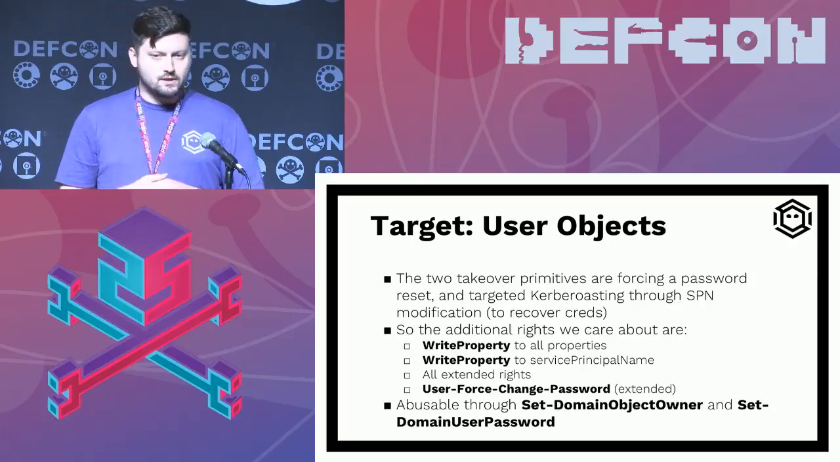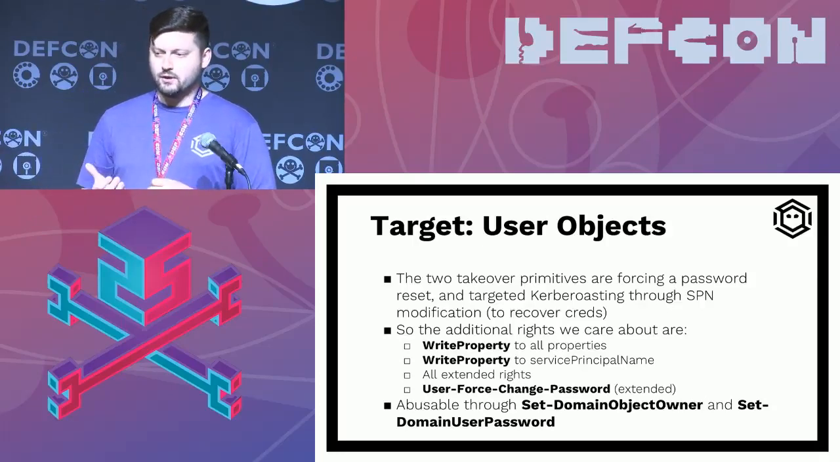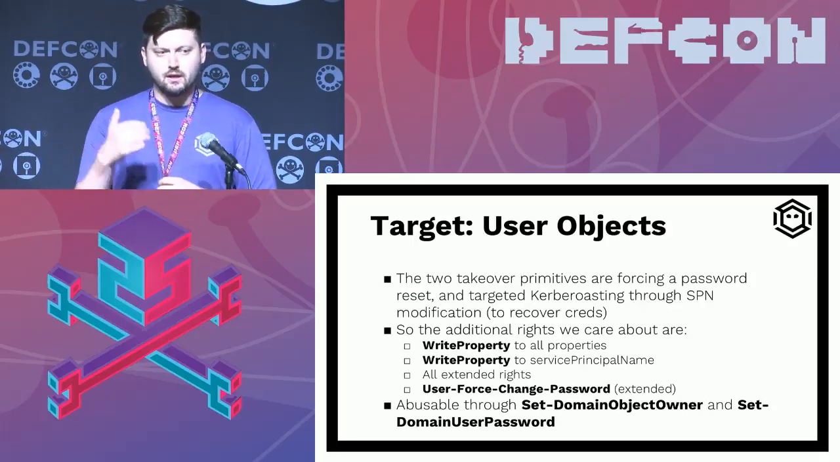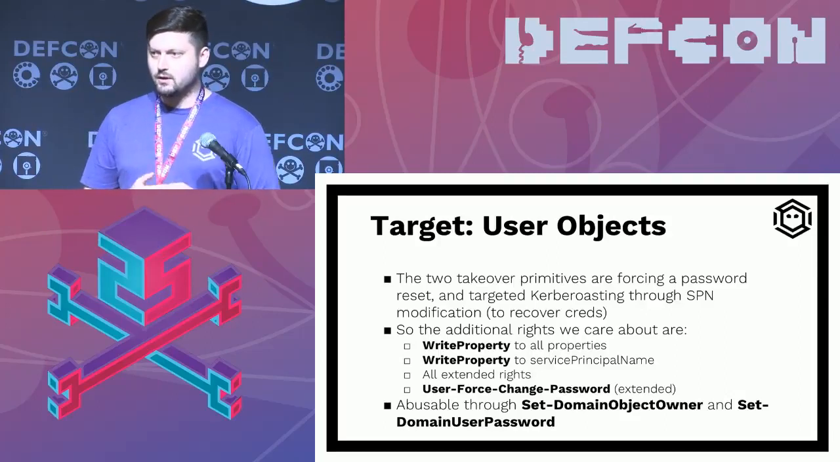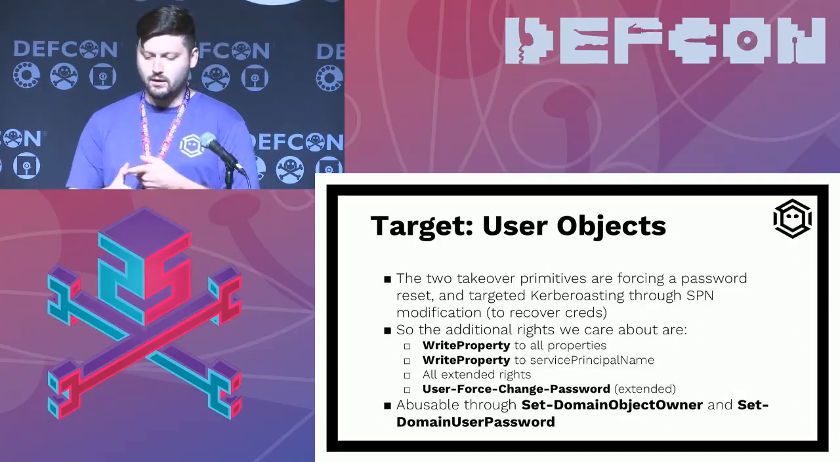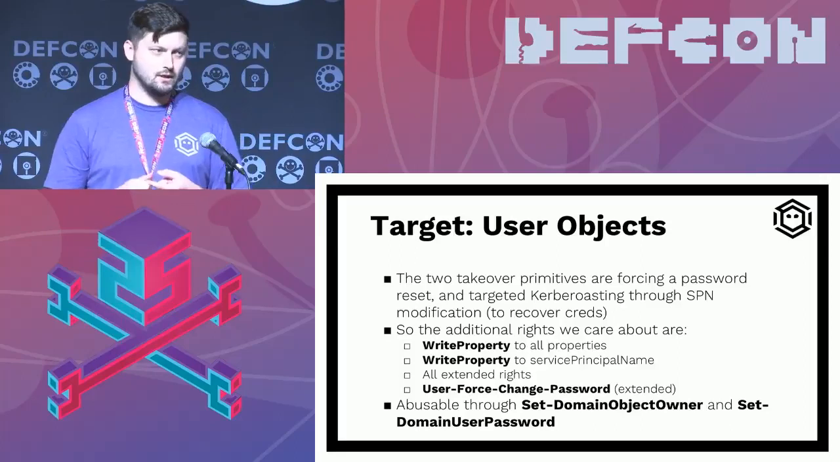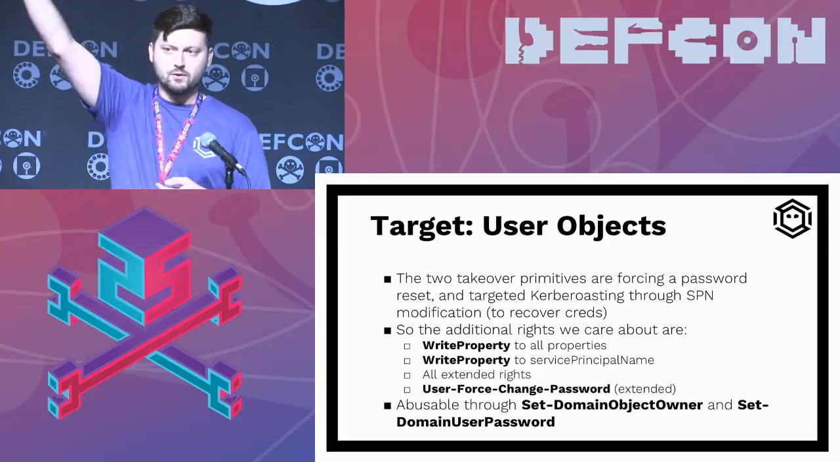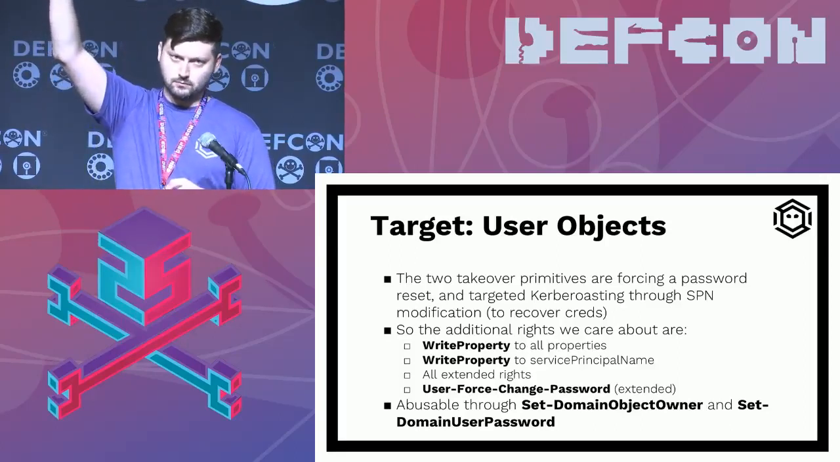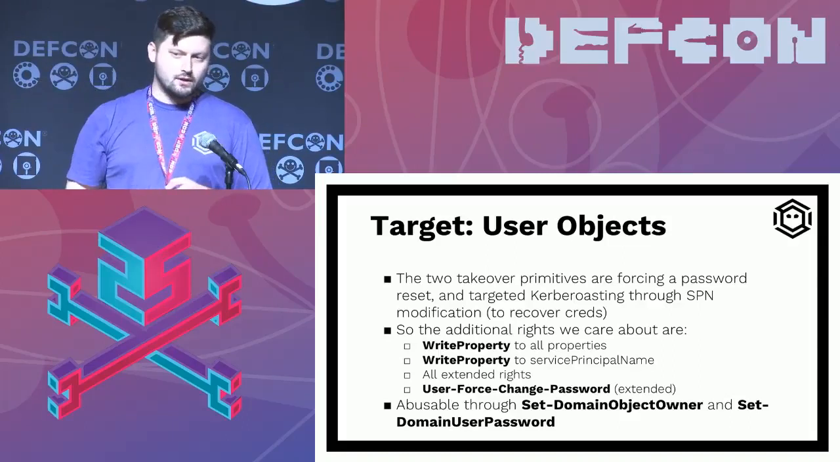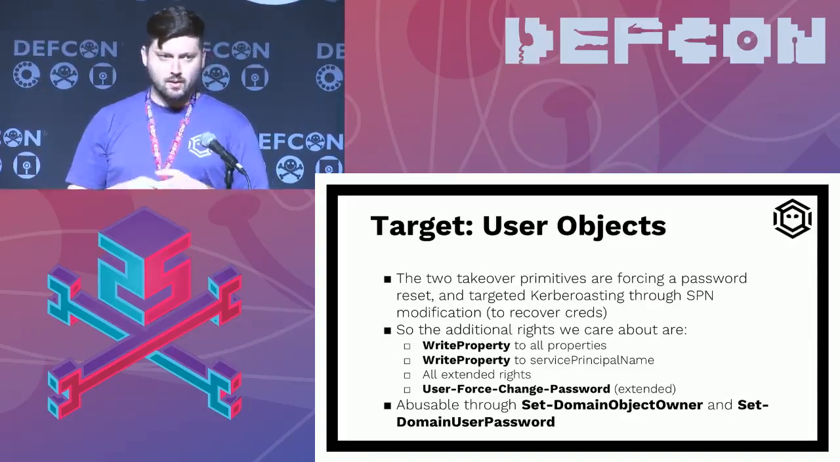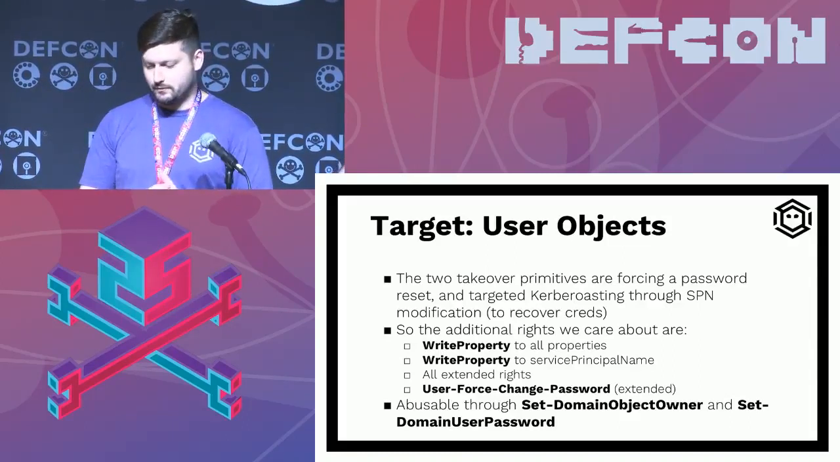So you have user objects in Active Directory. How can we take over a user object by abusing these access control entries? There are two primitives that we have for you. One, we can do a targeted Kerberoasting attack. By a show of hands, who knows what Kerberoasting is? After our talk is done, go read Sean Metcalf's blog about Kerberoasting. It's going to change your life.